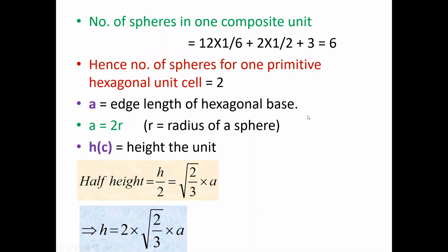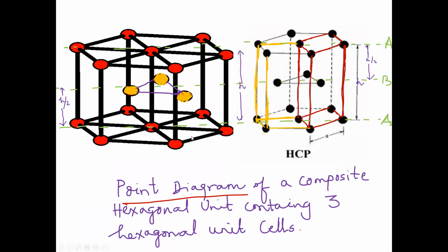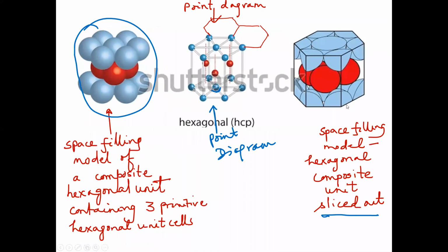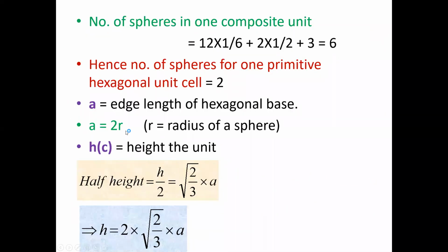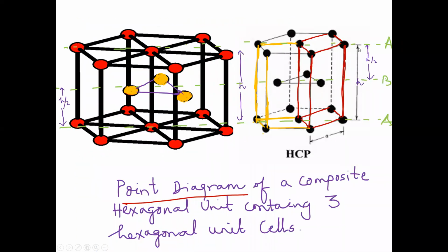A is the edge length of the hexagonal base, and obviously A is equal to 2R, because this center and this center, this is 2R. So the relationship between the hexagonal base edge length A is equal to 2R, and we need the height. For that, we first have to know the half height. The same as this half height and this half.